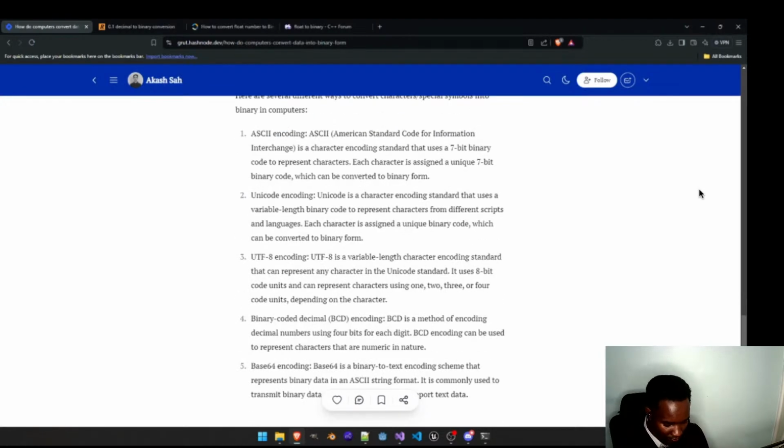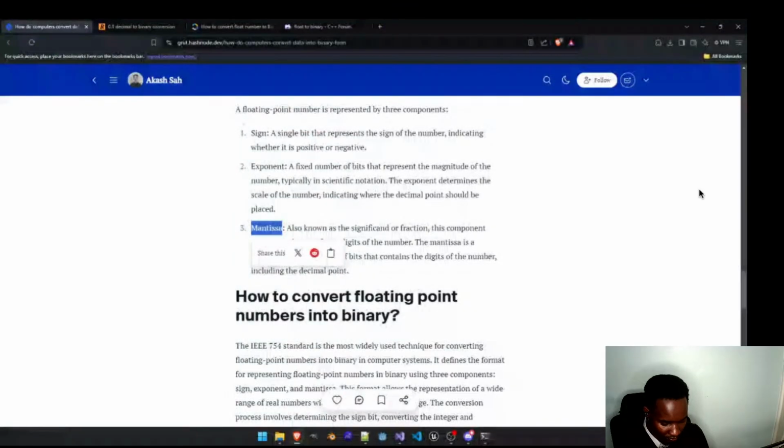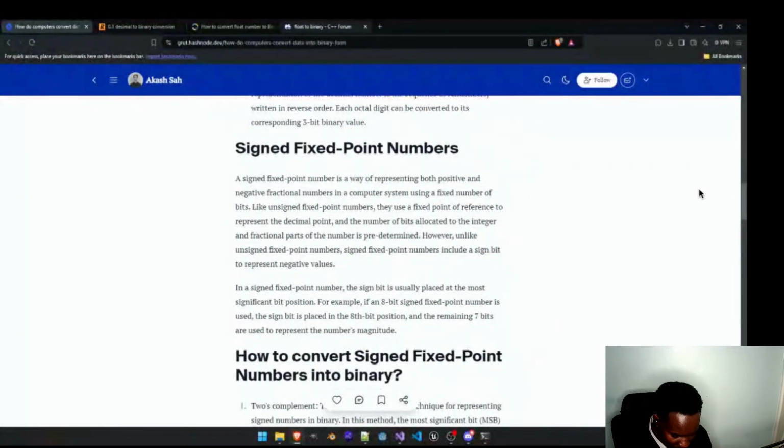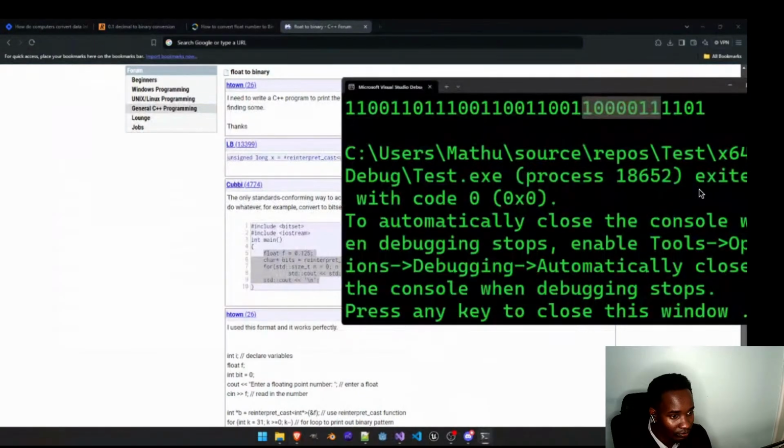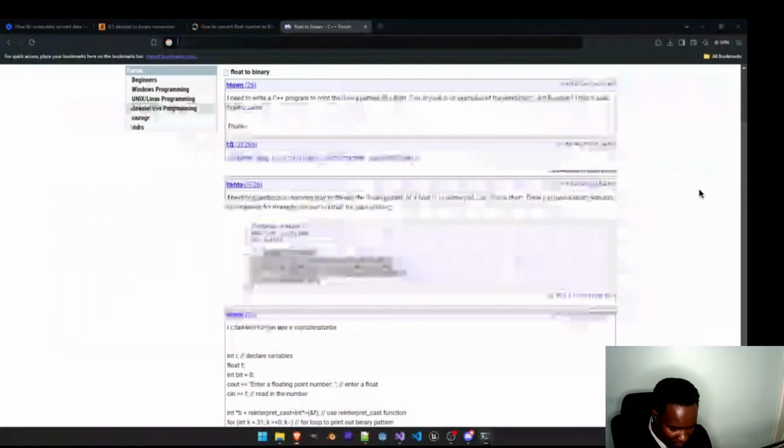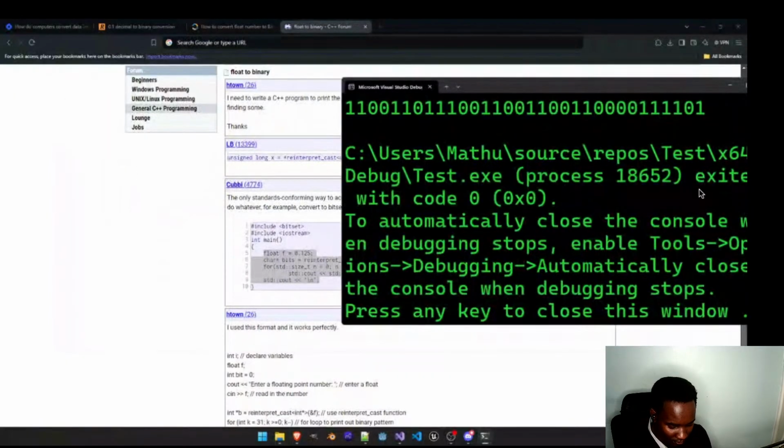I would like to see the actual calculation, an example with an actual calculation. Because now at least we have an explanation, but the number we are seeing here is not what we're expecting. At least we know the first one is a sign bit.